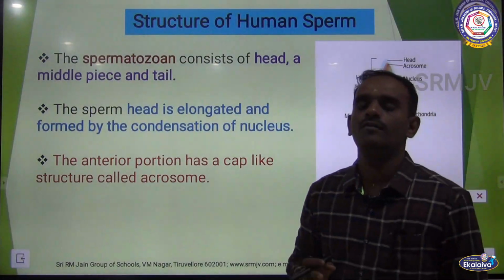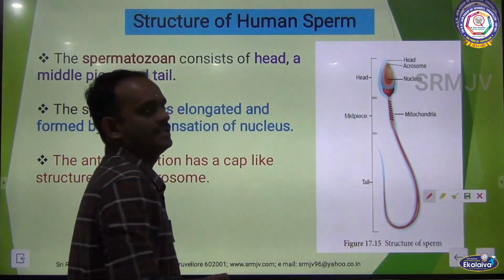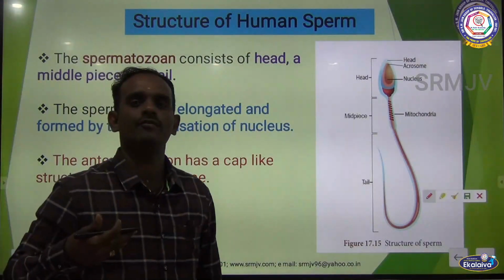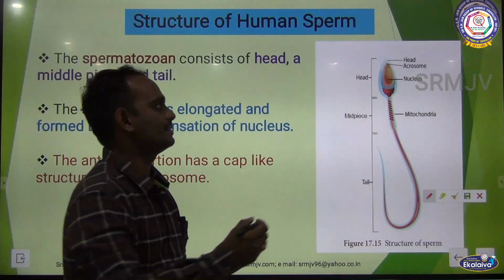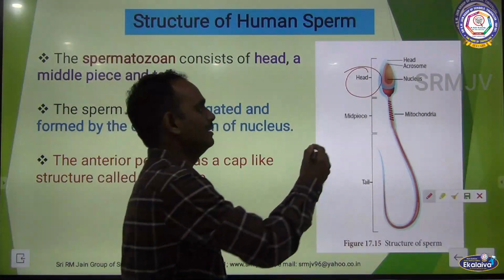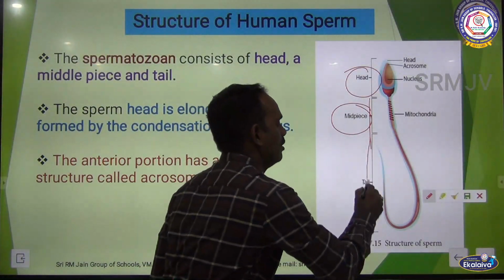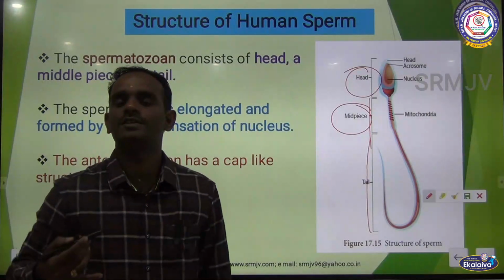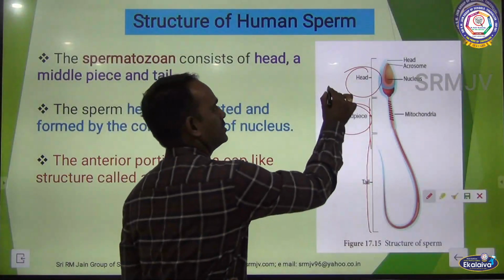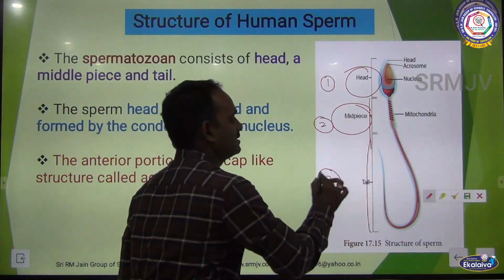Let us see the structure of human sperm. See the picture here, children. This is the human sperm. It comprises three major parts. One is the head portion, another is the middle portion, and the third is the very long part of the sperm, that is the tail. So three major parts: first one is head, second one is middle piece, and third one is tail.